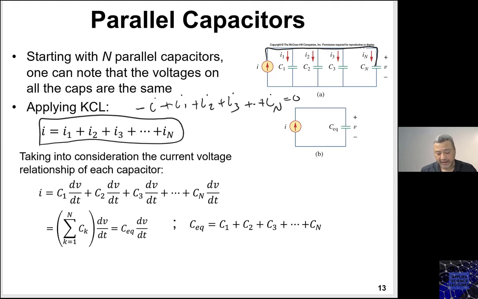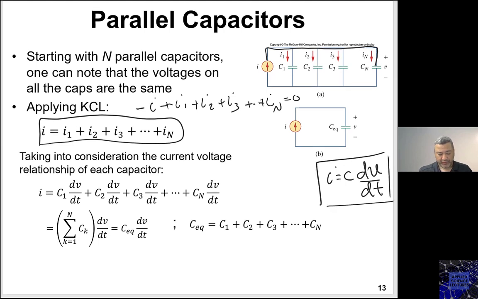Now, if you apply the expression that we have derived earlier, which is I equals C dV over dt, in this case, then you have I1 equals C1 dV over dt. Now, here, don't forget that since those components are in parallel, they share the same voltage. So if the voltage is the same across all of them, then dV over dt also should be the same.